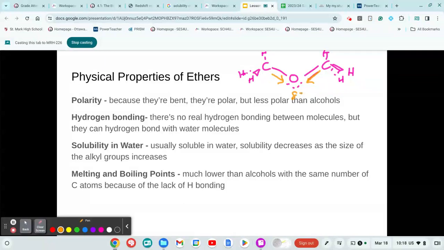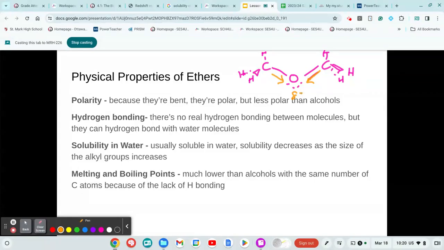I'm going to draw on the board here. Okay, so again, because of that polarity, they're usually soluble in water, but the solubility decreases as the size of the molecule increases. There's just a bigger non-polar chunk. It's harder for water to get in there and surround the ether molecules. And for melting and boiling points, they're lower than alcohols that have the same number of carbon atoms, but higher than alkanes.